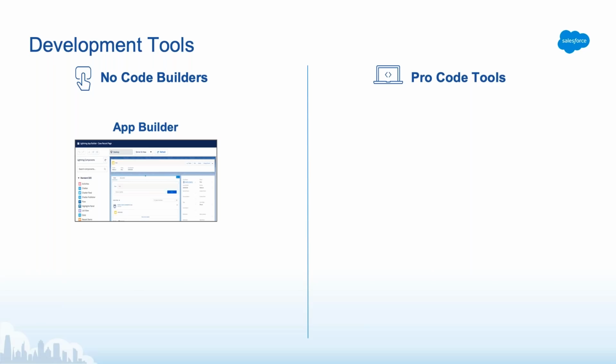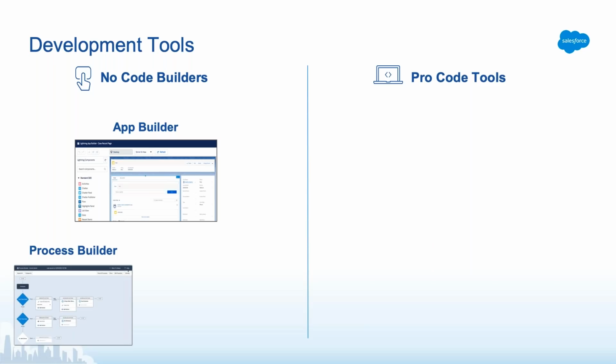Then you also have another tool which is quite powerful. This is the Process Builder. The Process Builder is where you can put in place some automation. Let's say, for example, an object field is modified by a user. You can trigger some automation action following that modification.